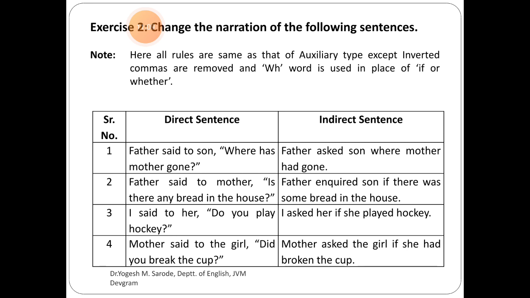Question number one. Father said to son, "Where has mother gone?" This example is of WH type. Now we have to make indirect speech of WH type. So "said to" will be replaced by "asked", because the reporting verb is in past tense. In place of the comma and inverted commas, we will use the same conjunction word as the WH question. If it is "where", then we will put "where". And then the sentence will become plain. So "where has mother gone" will become "where mother has gone".